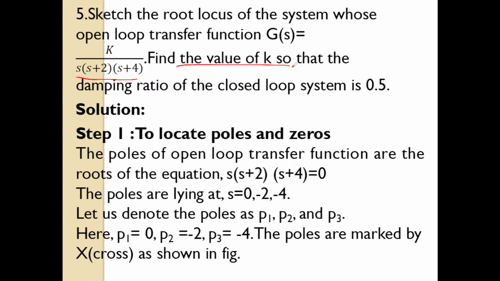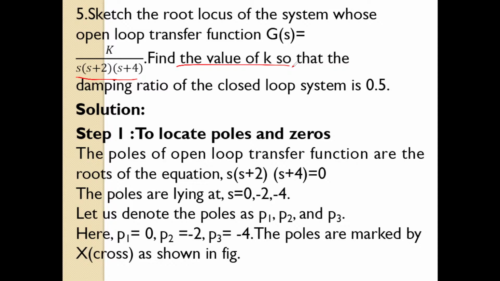So from the open loop transfer function, I have taken the denominator and equated it to zero. To determine the poles, s equal to 0, s equal to minus 2, s equal to minus 4. Directly you will get, no need to simplify or solve it. So P1, P2, P3, that is 0, minus 2, minus 4. These are the poles. In the numerator you can see there are no zeros, so definitely the root locus will meet the zeros at infinity.